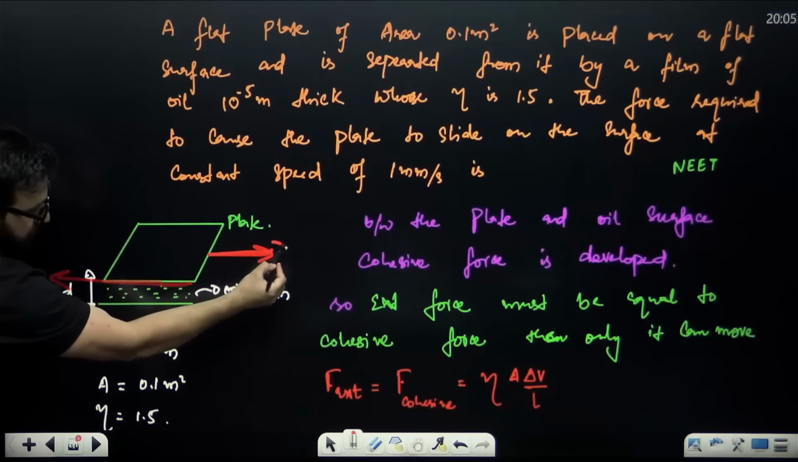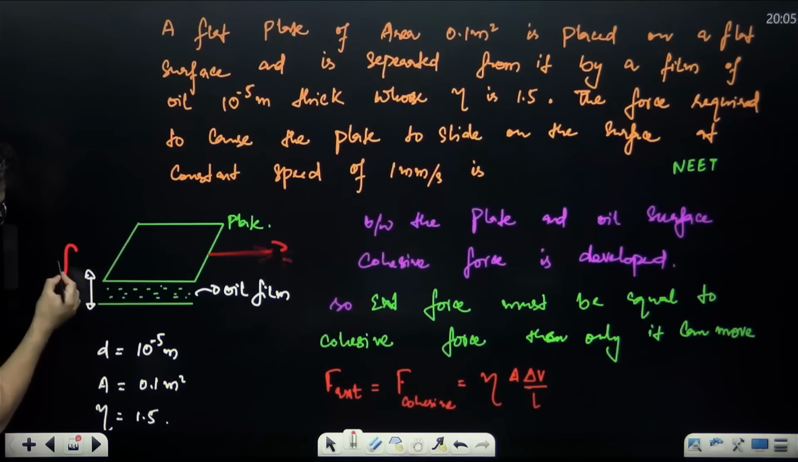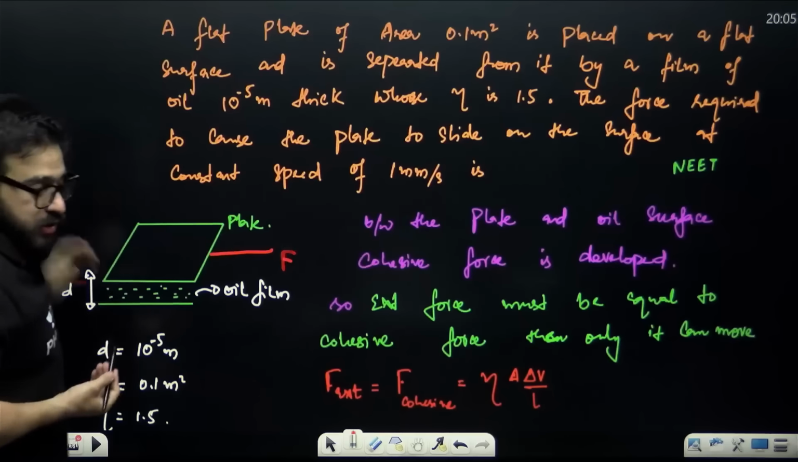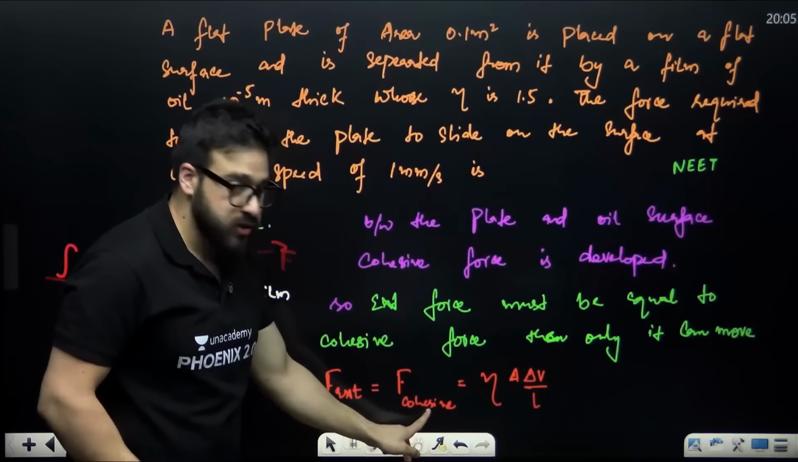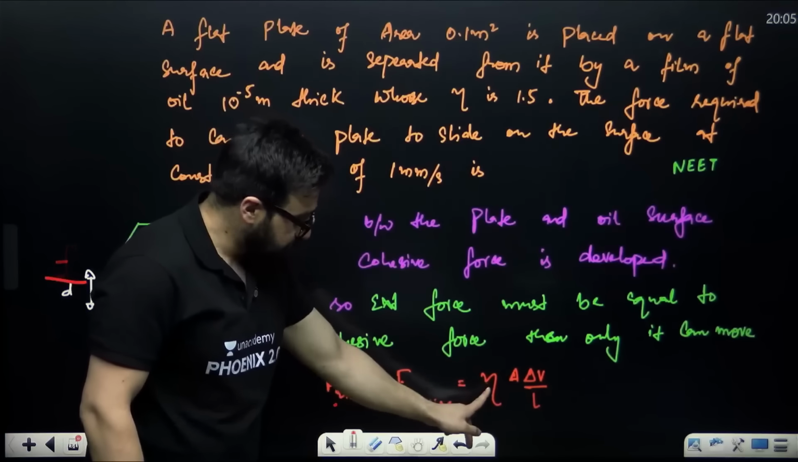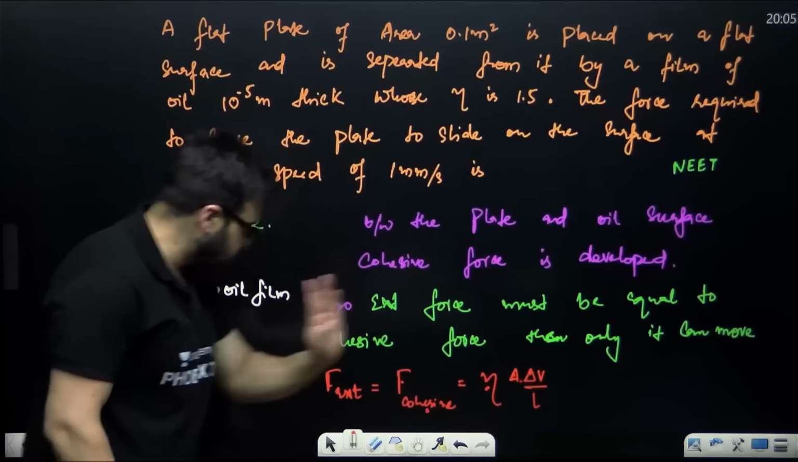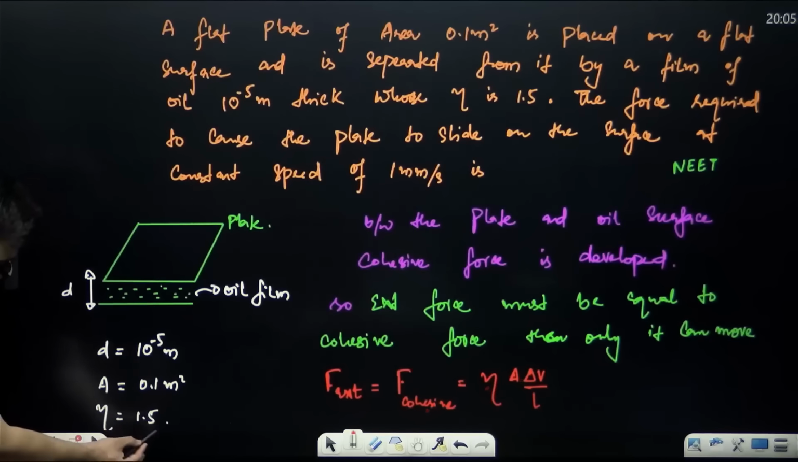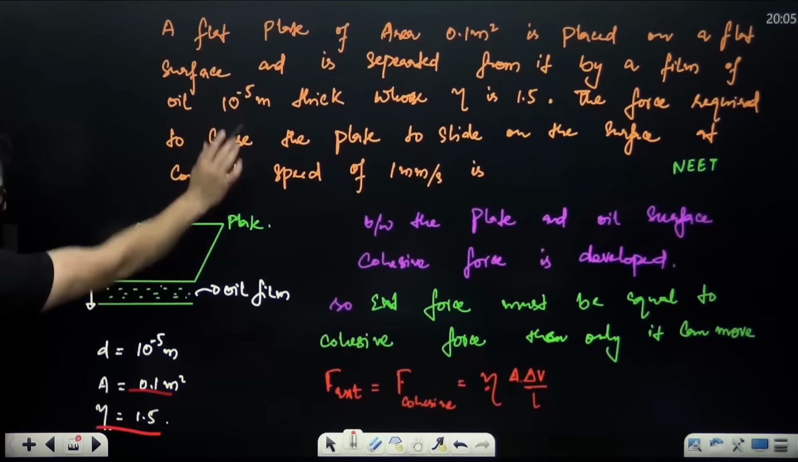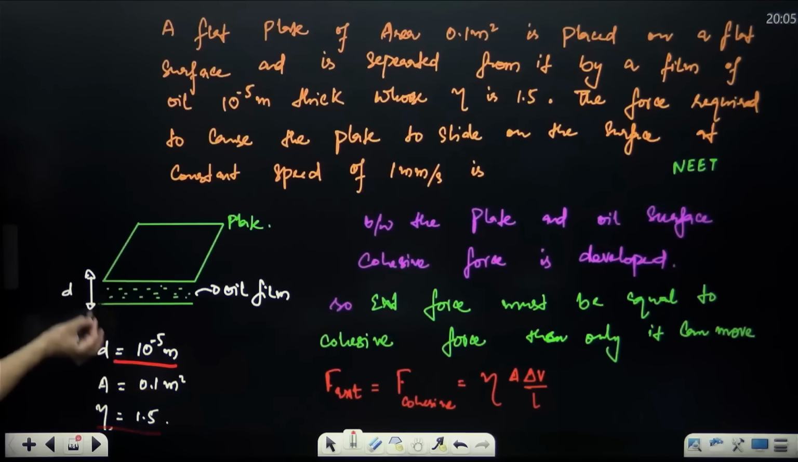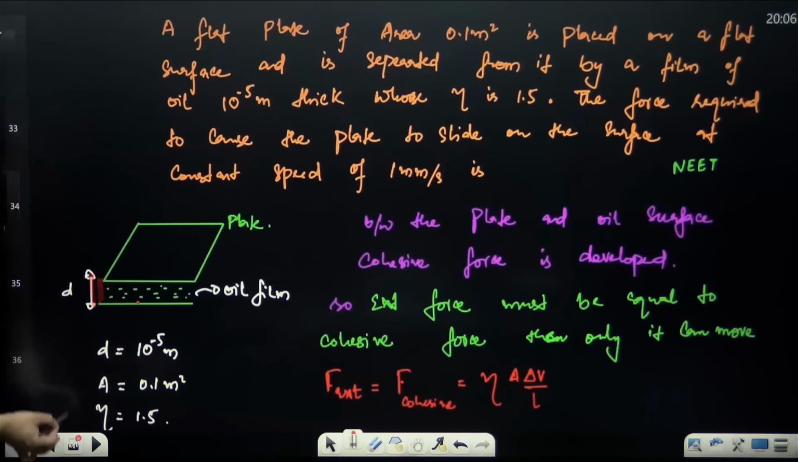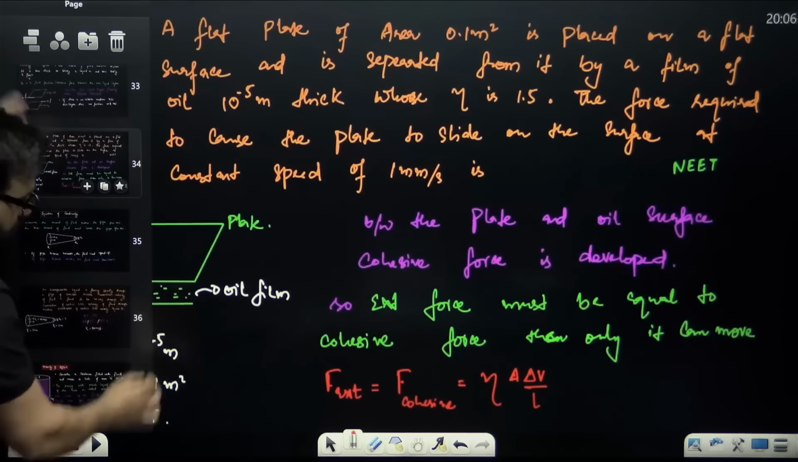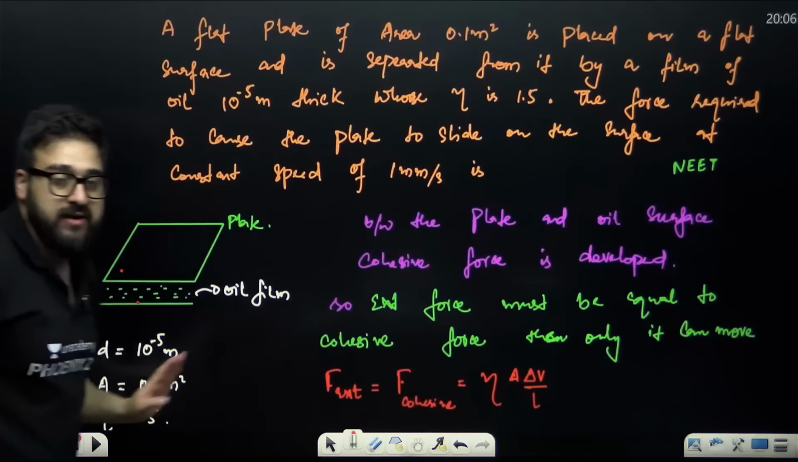Sir, this external force has to be equal to this frictional force, then only. So this external force must be equal to this viscous or frictional force, that is eta A delta V divided by L. Okay, the value of eta is this, the area is given in the question, and the separation between the film and this plate is given as 10 raised to the power minus 5 meters.